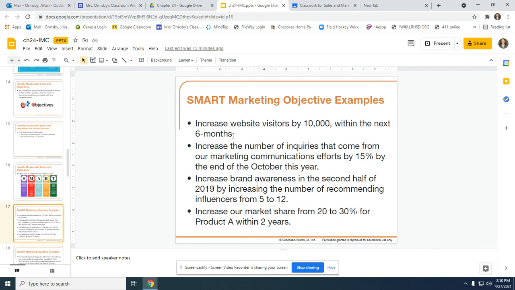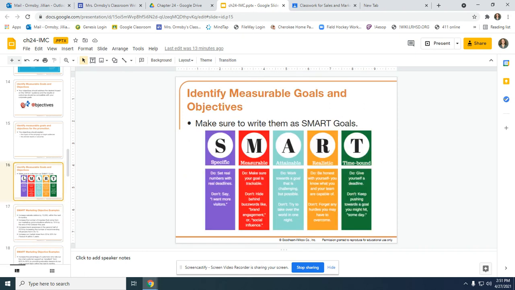So if you have a marketing campaign, maybe you want to increase the number of website visitors as a result of the promotions that you put out. So if you want to increase the number of visitors, you don't just set that as a goal. You say you want to increase the number of visitors by 10,000 within the next 6 months. So that follows the SMART format.